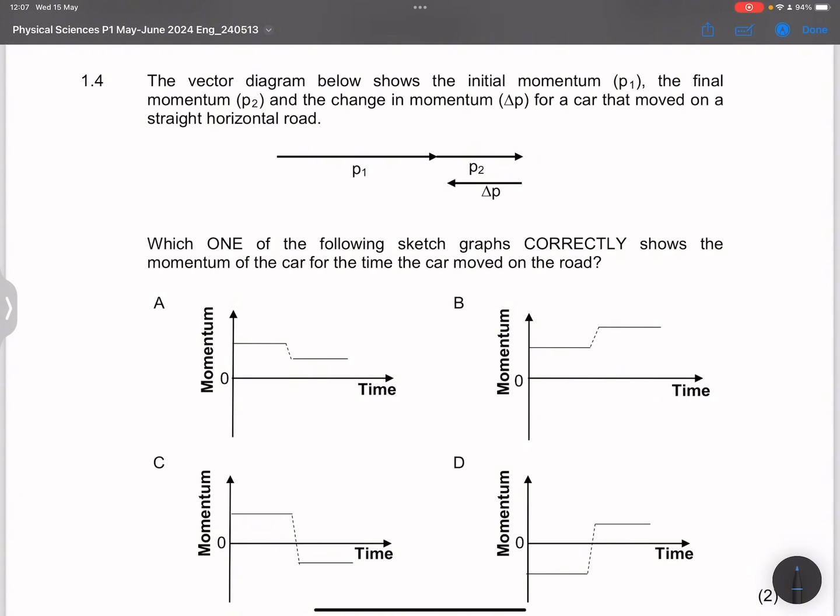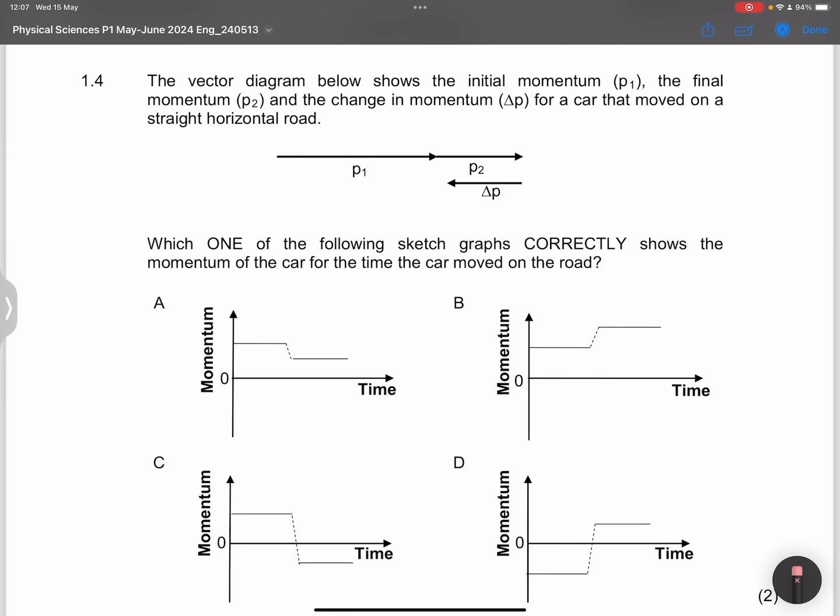Now, first of all, note, ladies and gents, the initial momentum was greater than the final momentum, but both in the same direction. And so the change in momentum would be negative, because final minus initial would definitely give us something that is in the opposite direction.